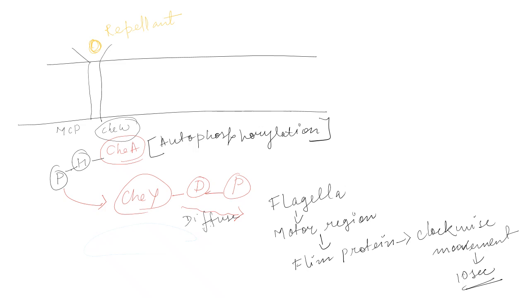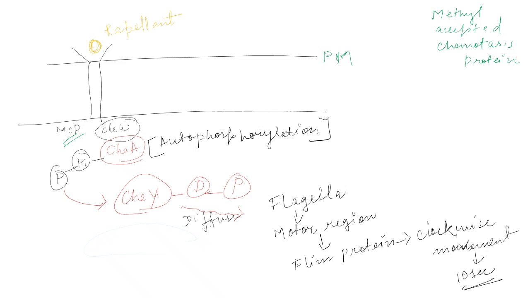So this is the plasma membrane. Now in the plasma membrane of the bacteria, there is a receptor called MCP. MCP stands for methyl-accepting chemotaxis protein.